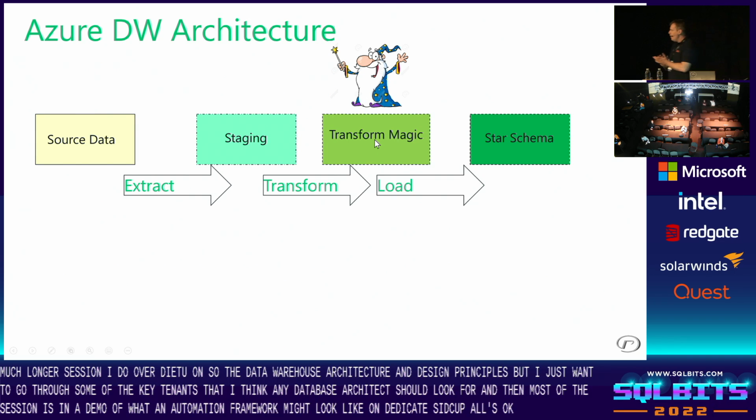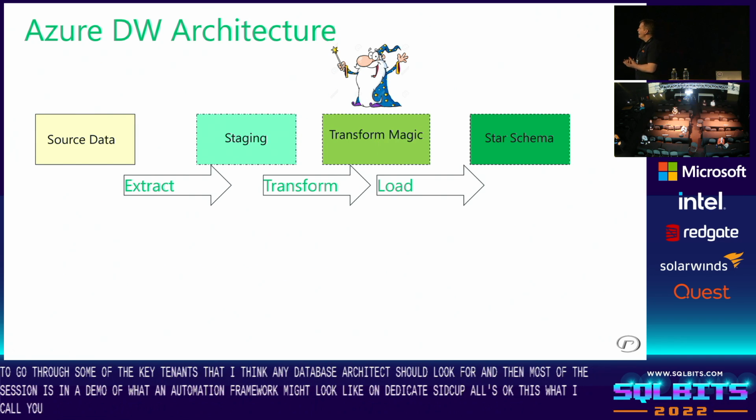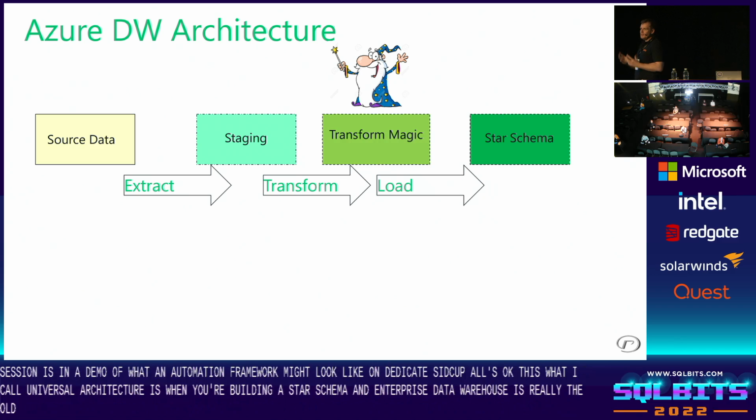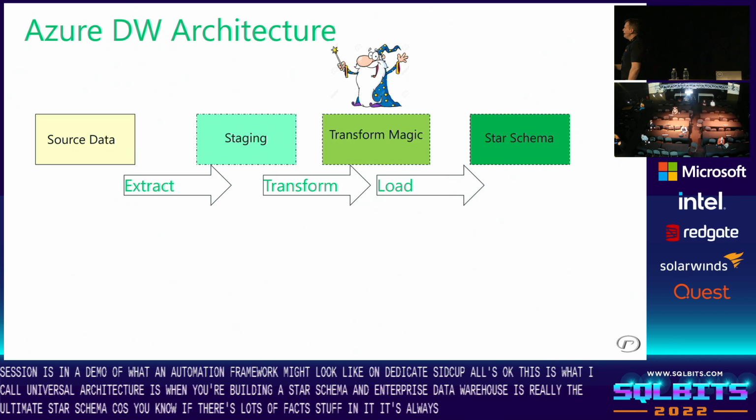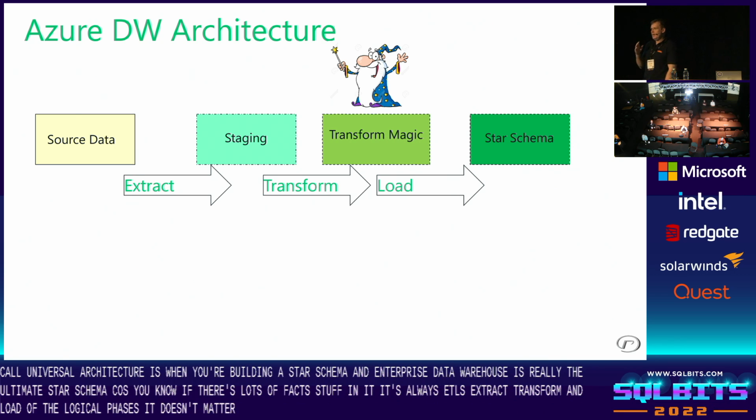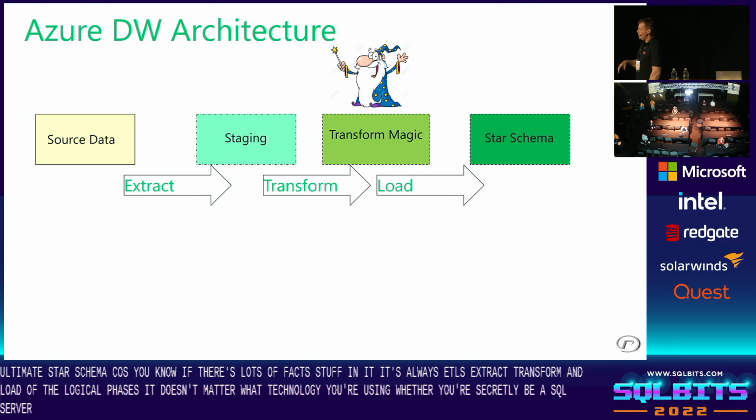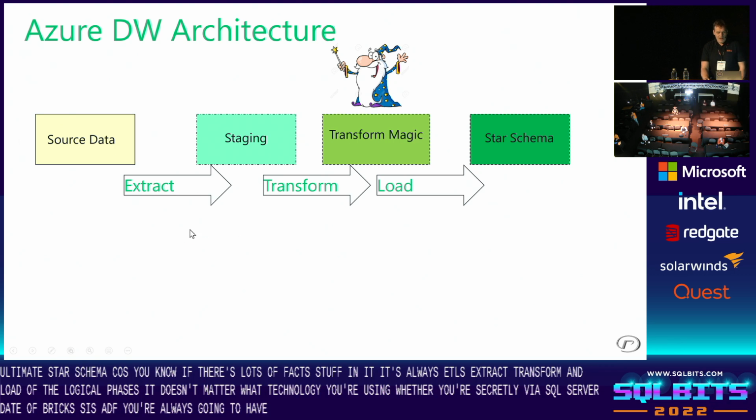So this is what I call universal architecture. When you're building a star schema, an enterprise data warehouse is really the ultimate star schema because there's lots of facts in it. It's always ETL as far as I'm concerned. Extract, transform, and load are the logical phases. It doesn't matter what technology you're using, whether SQL DB, SQL Server, Databricks, SSIS, or ADF, you're always going to have an extract phase, a transform phase, and a load phase.